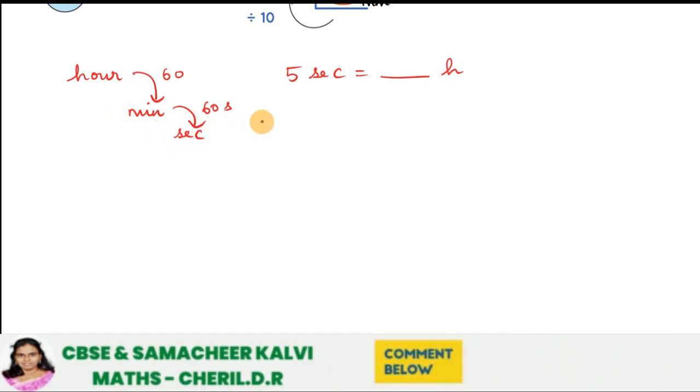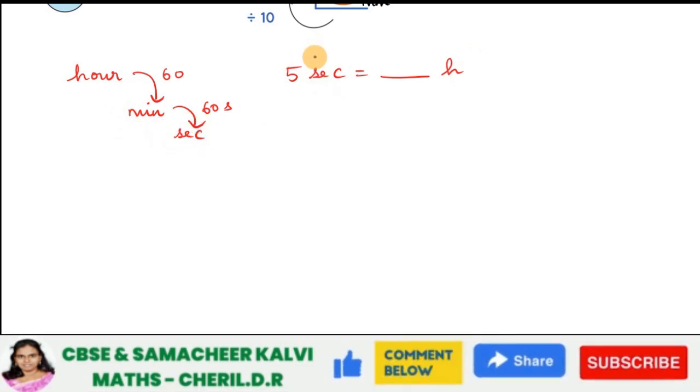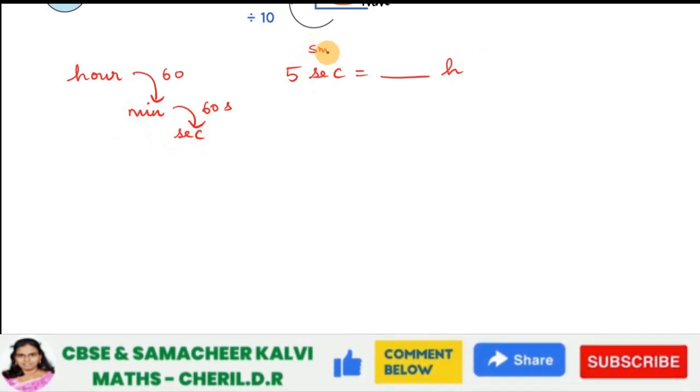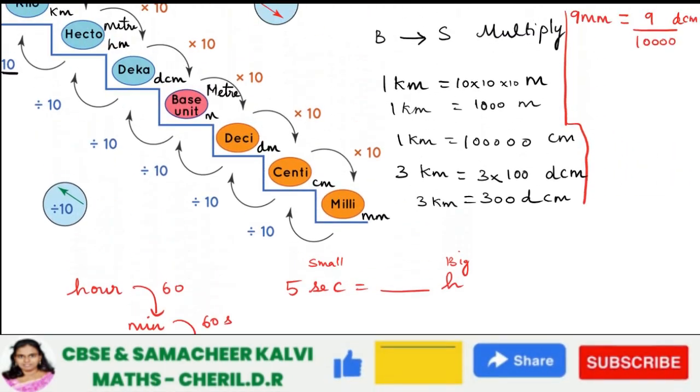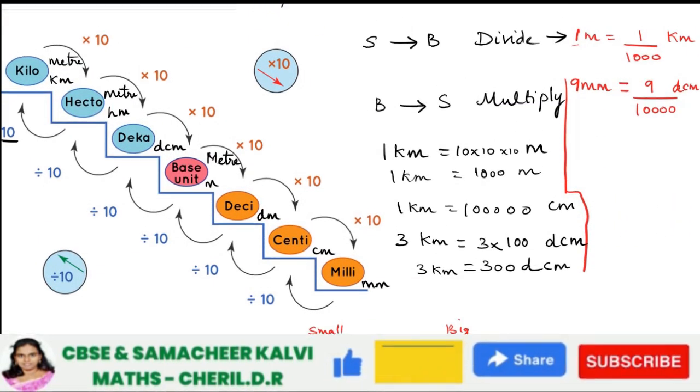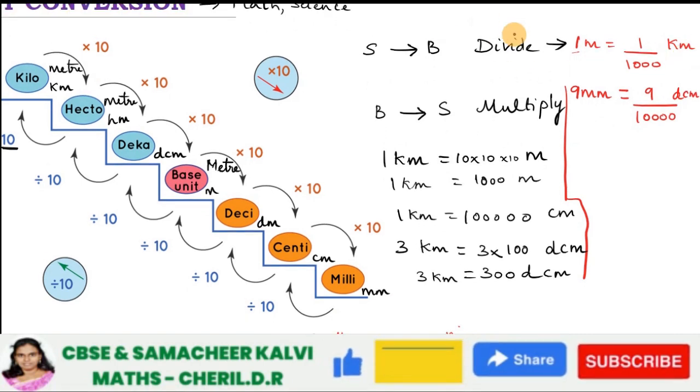So 5 seconds, which is small, which is big? This is going to be the small and this will be the bigger value. Small to big, what do we do? Just now we saw here. Refer here, what is given? For small to big we will have to divide.